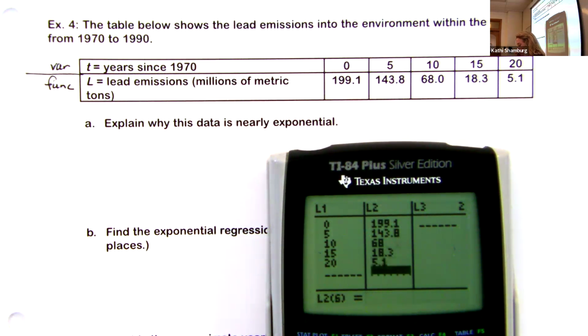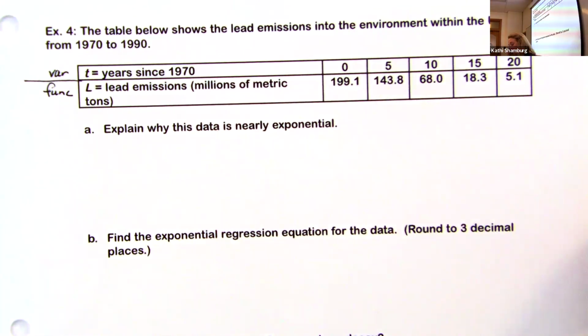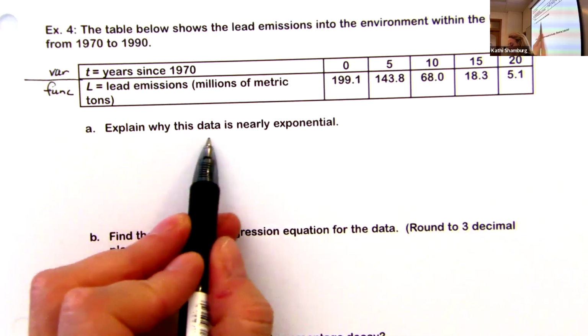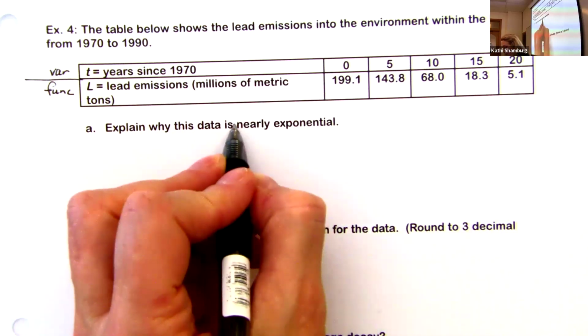Looking at the table, what's going on? It's decreasing, so we know we have what? Decay, okay? So explain why this data is nearly exponential.